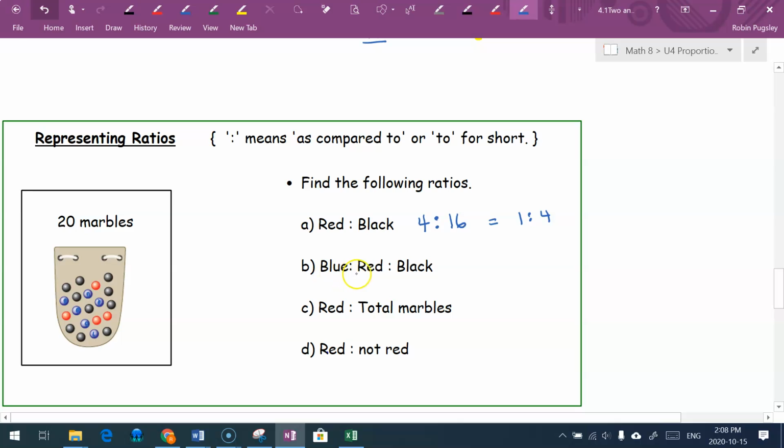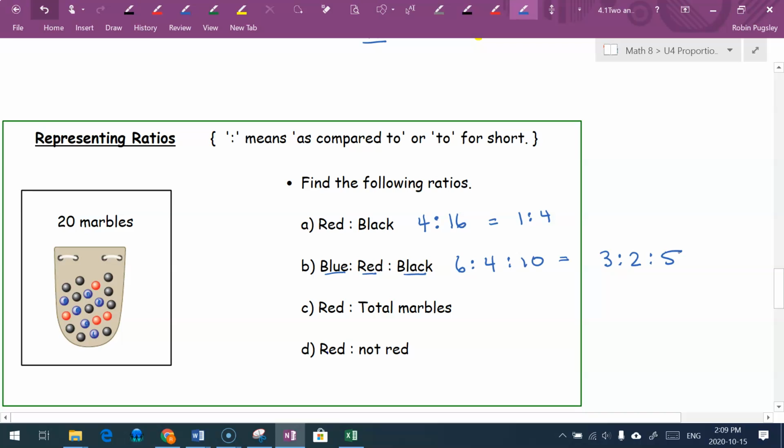I could write it as a 3-term ratio. So I would have 6 blue as compared to 4 red as compared to 10 black. You can compare 3 things in a ratio. Keep them in the same order that you read them. That's super important. Otherwise, we don't know which number goes with which. So the words are really important to keep the order. And then you could reduce it by dividing each number by 2. I would get 3 to 2 to 5. That would be my ratio.